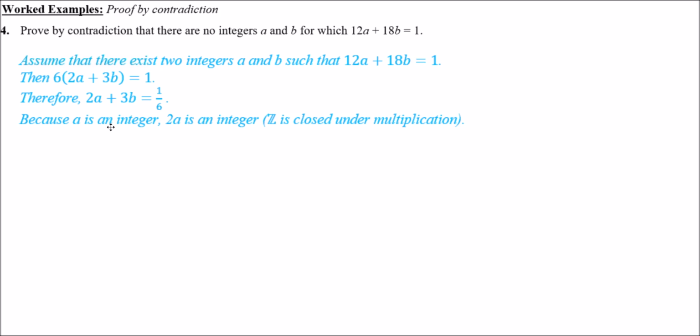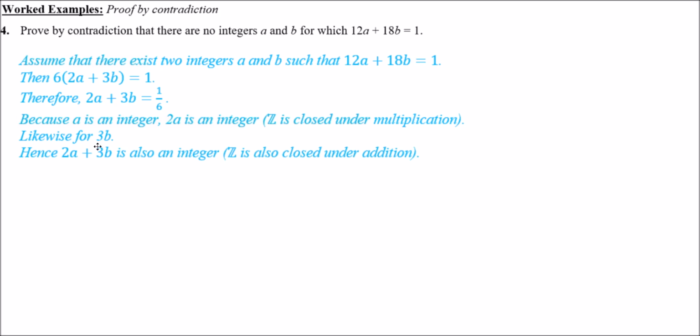A was an integer, remember? So 2a is an integer too. Z is closed under multiplication. If you take any integer and double it, it's still going to be an integer. So 2a is an integer. Exactly the same argument for 3b. So 2a is an integer, and 3b is an integer. So what happens if you add one integer to another integer? Well, 2a plus 3b, an integer plus an integer, will also give an integer. Going back to the first lesson, that's because Z is also closed under addition.